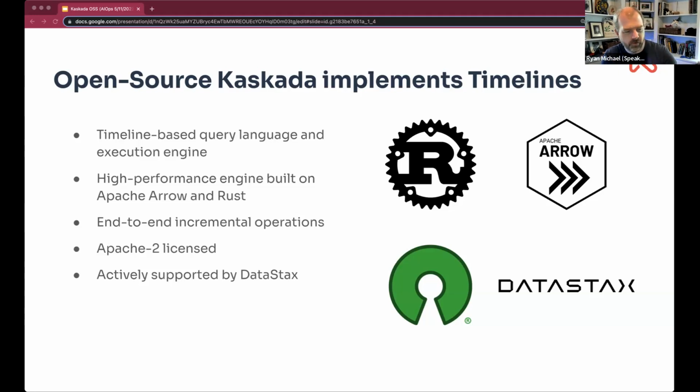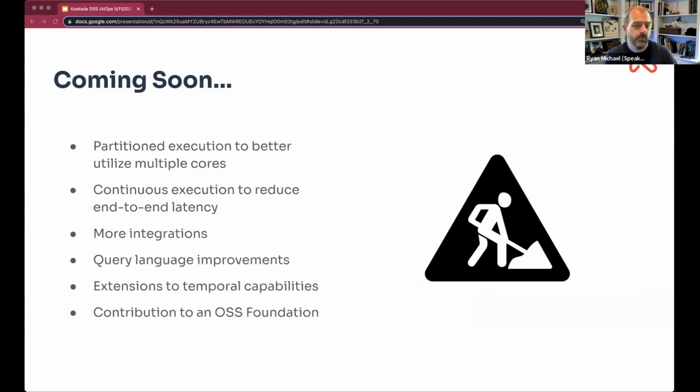The project is Apache 2 licensed. We'll probably be contributing to either Apache or the Linux Foundation pretty soon. And it's under active development. DataStax is putting resources into this, and we're looking to grow the community. We have a big list of things that we want to improve and then extend.